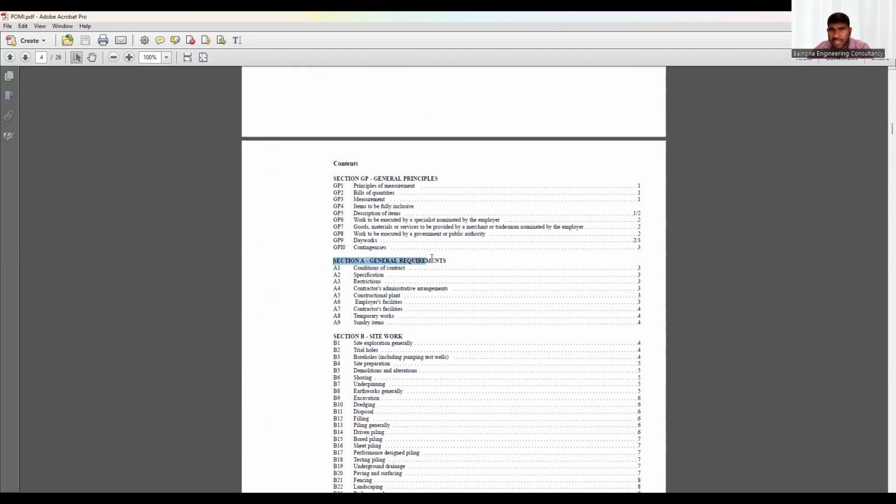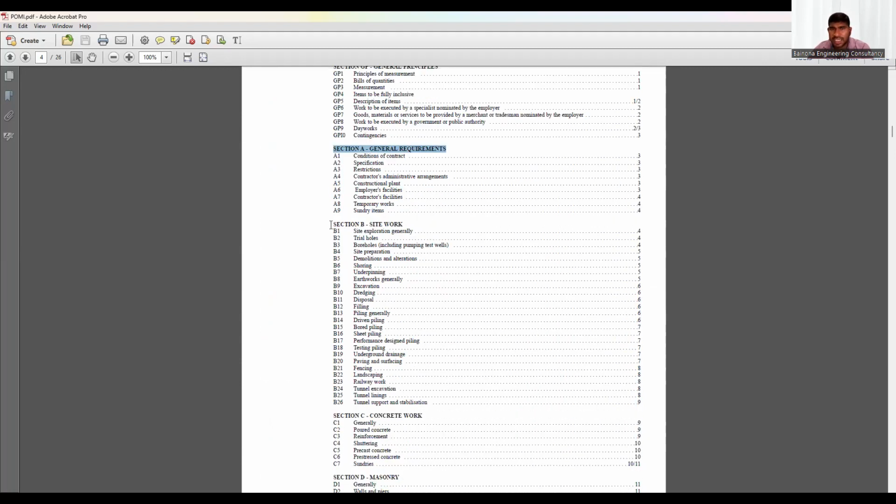First of all, Section A is the general requirement, which we see as preliminaries, which we already learned about. So when it comes to Section B, it all comes in the sequence of construction. For example, you can remember it this way. When you want to build a residential villa, what do you do first? You come to the site, you do fencing first.